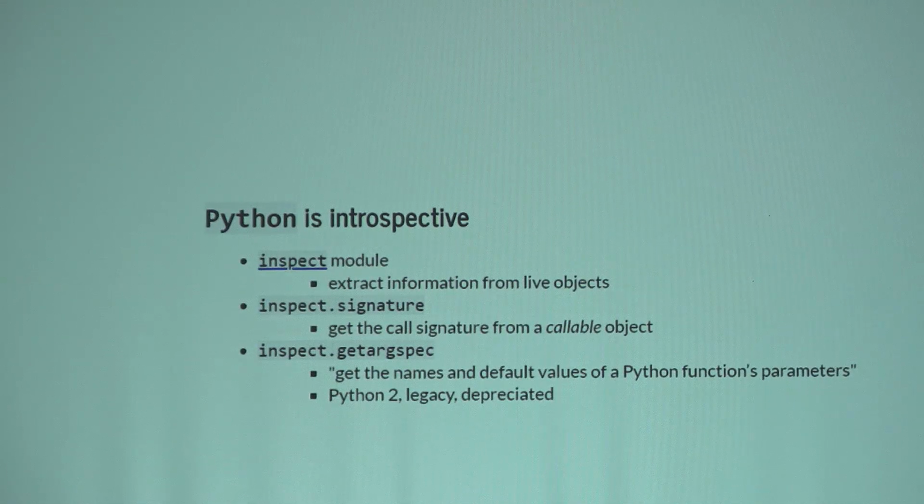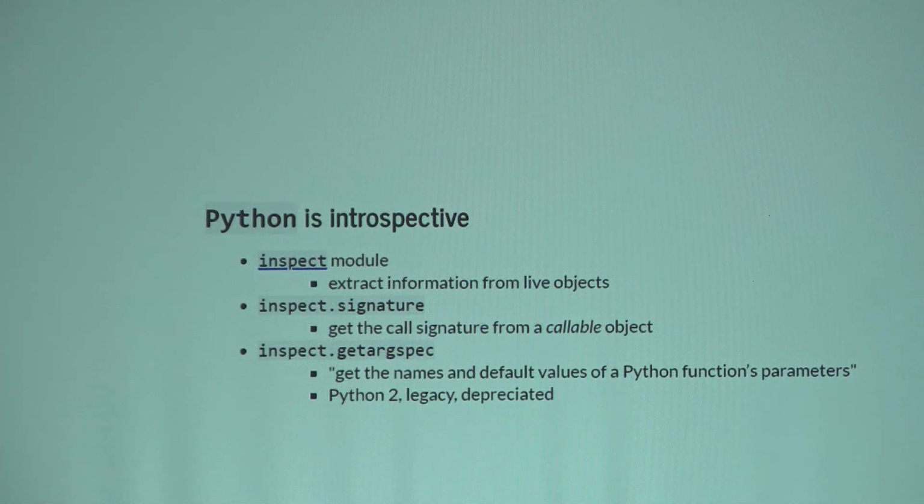So, how are we going to achieve this with Python? Well, we know that one of Python's superpowers is that it's highly introspective. And in the inspect module, there's a couple of functions that can help us here. There's a signature function that gets the function signature. And there's an older function, getArgSpec.